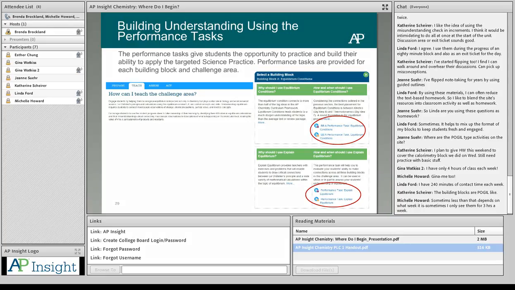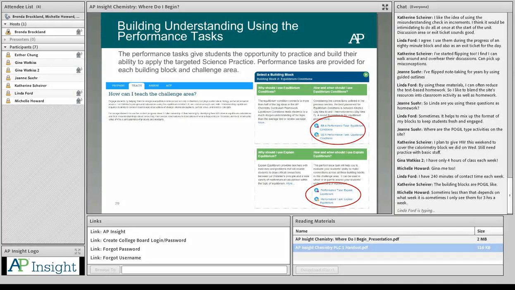Under the AP Insight, still under the Teach tab, so if you were still in that area, you're just going to scroll down a little bit more. And there are the performance tasks. Those have a POGIL-esque feel to them. They're not all going to be like that, right? Some of them are a little bit more lab-based. Some of them have a little bit more reading in them to a certain extent. They're all kind of mixed, which I really like.